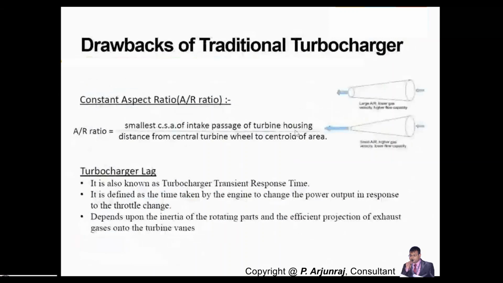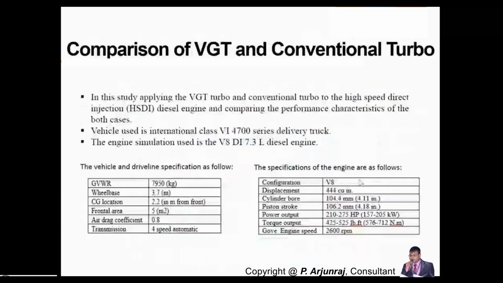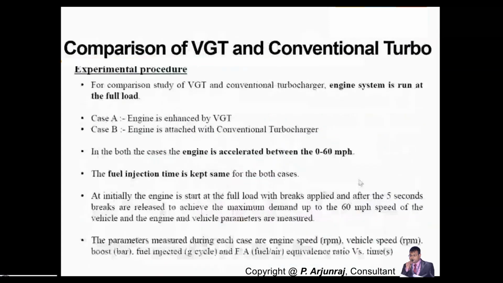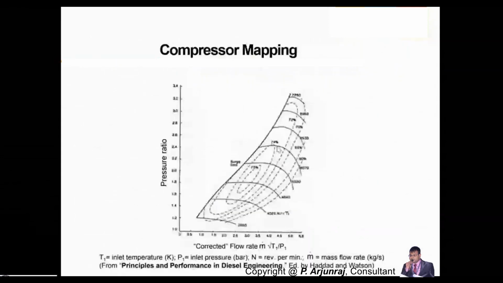and how that aspect ratio issue is overcome with the help of the variable geometry turbocharger. We saw the need, why we need VGT, or shortly called variable geometry turbocharger. We compared the variable geometry turbocharger with the conventional turbocharger. So now we will see the turbocharger matching and then the compressor and turbine efficiency.